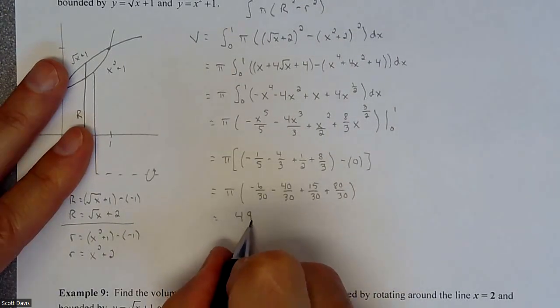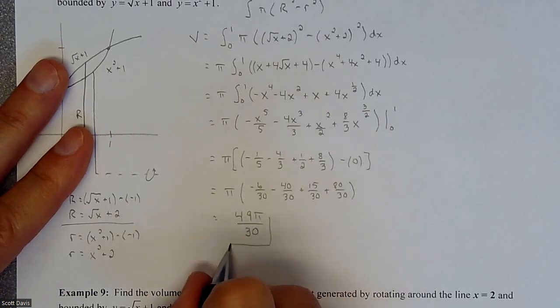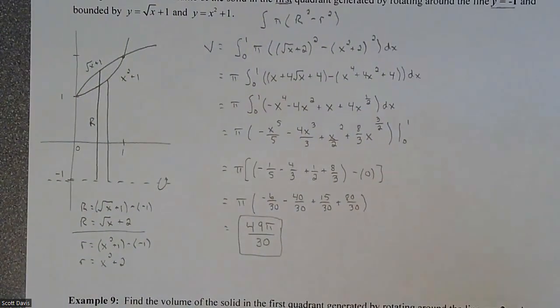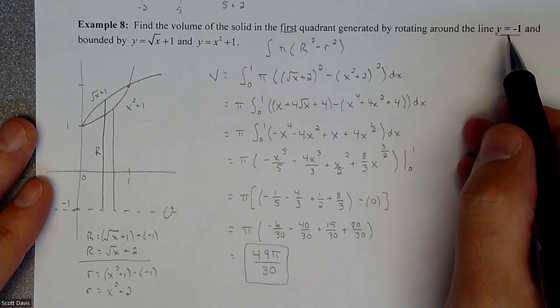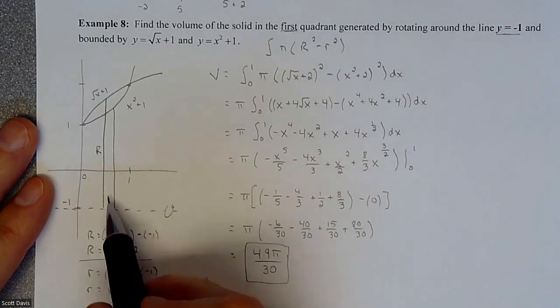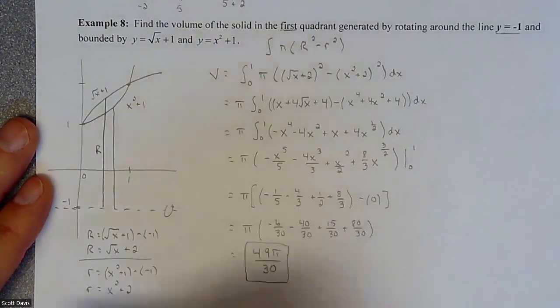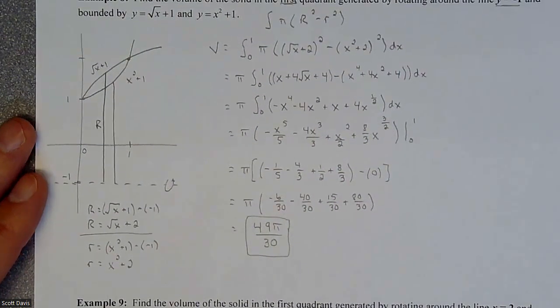We'll tack our pi onto it now. So 49 pi over 30. And that is our volume of this. It got a little tricky because we weren't rotating around an x-axis or a y-axis. And so we had to account for a little extra volume that would be created as we kind of go around. It'd be a bigger circle than we originally would have had if we were rotating around an x-axis.